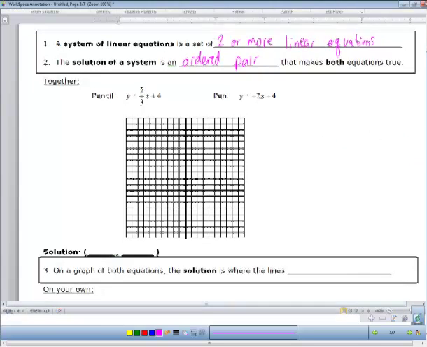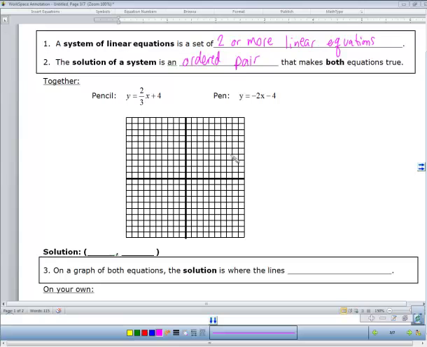So what I want you to do is just sketch this graph right here. You don't have to put all the little boxes. You can just do your x and your y axis. And then you can use a pencil and a pen. I'm going to use two different colors here. So I'm going to use blue for this one, and I'm going to use green for this one.